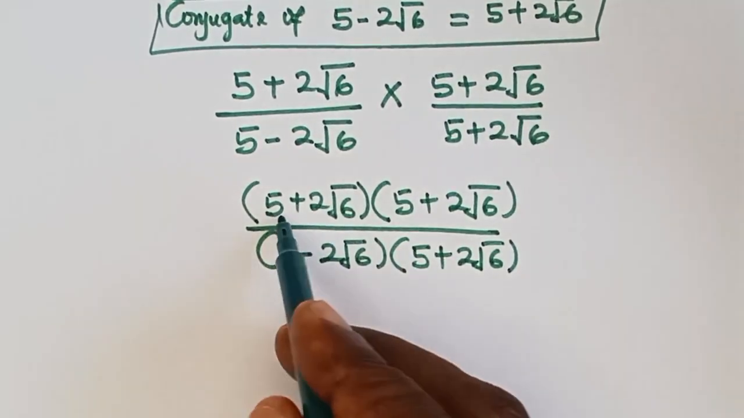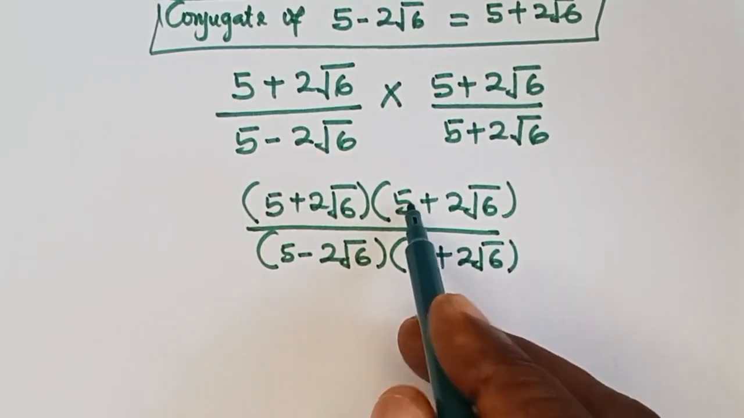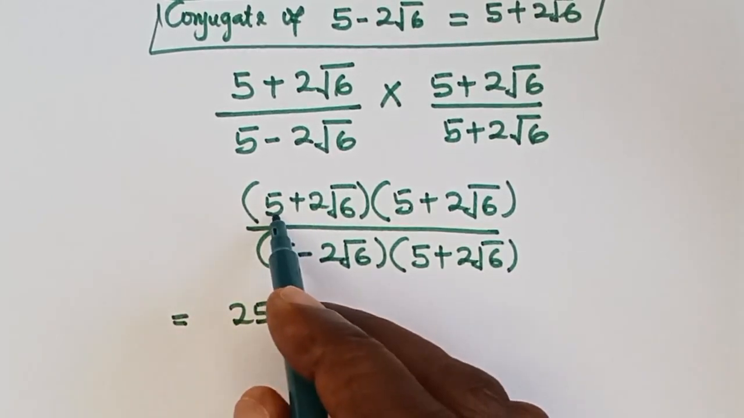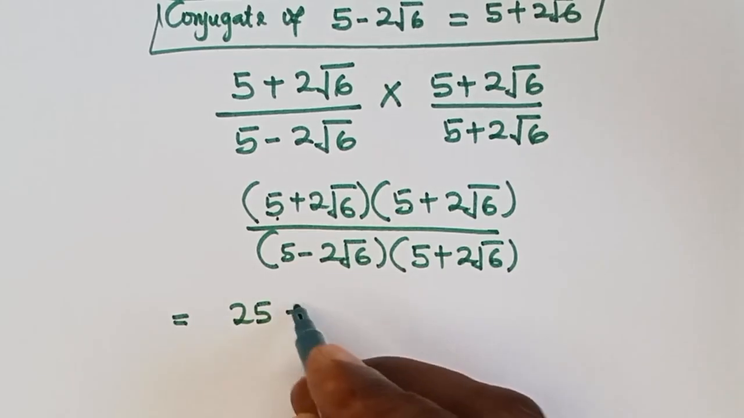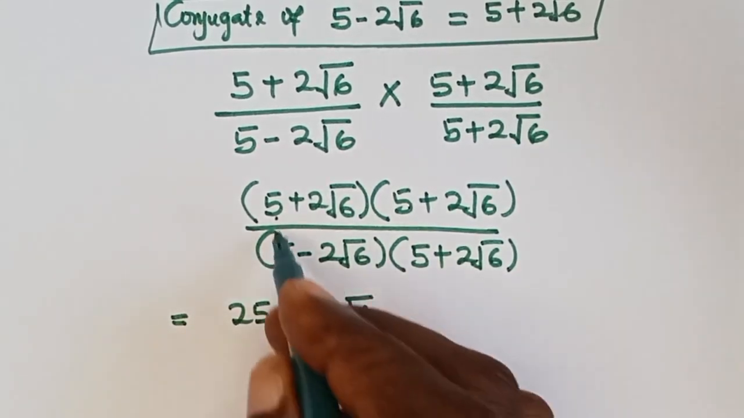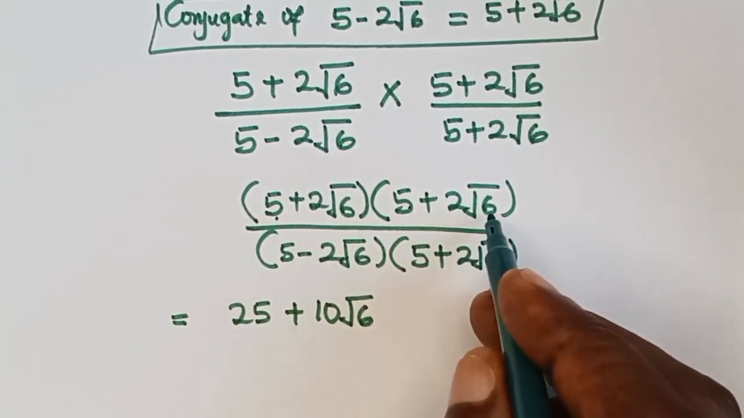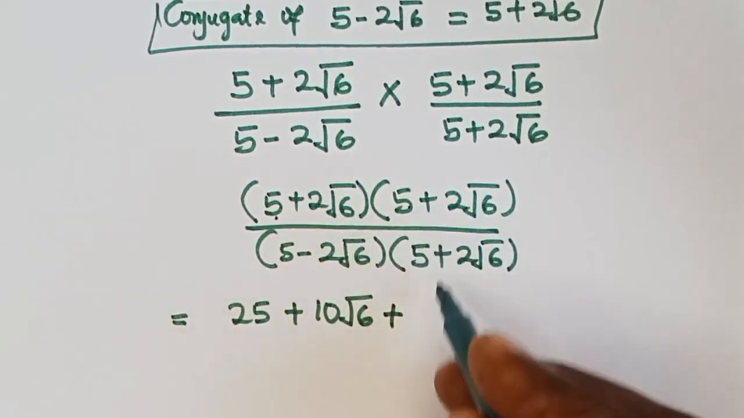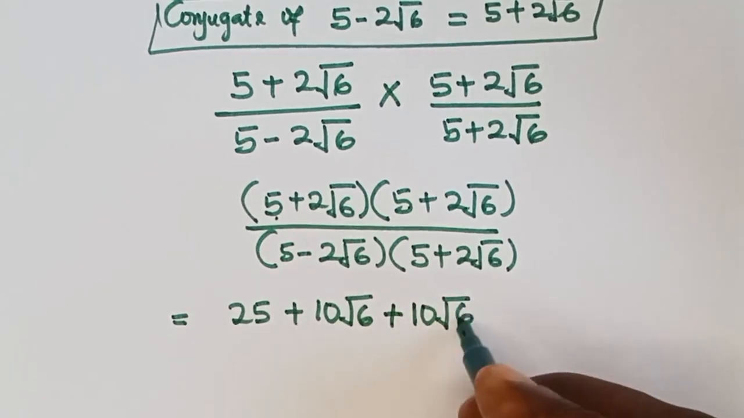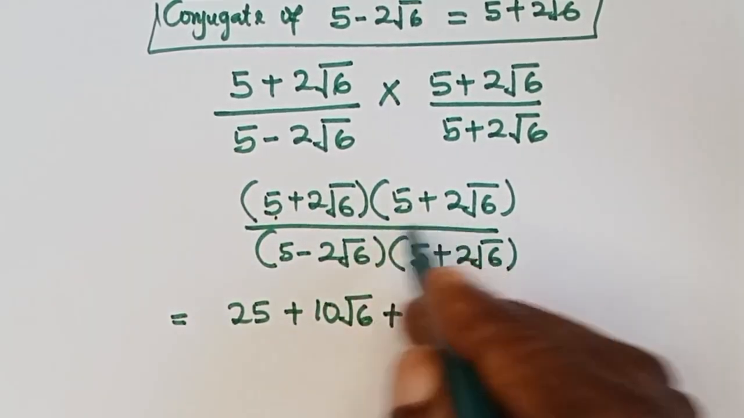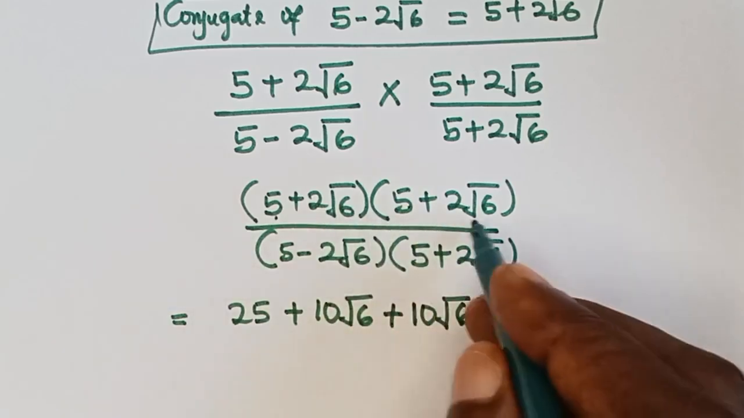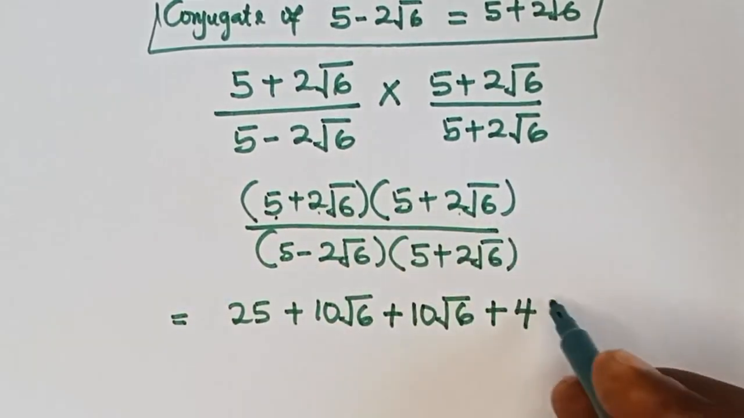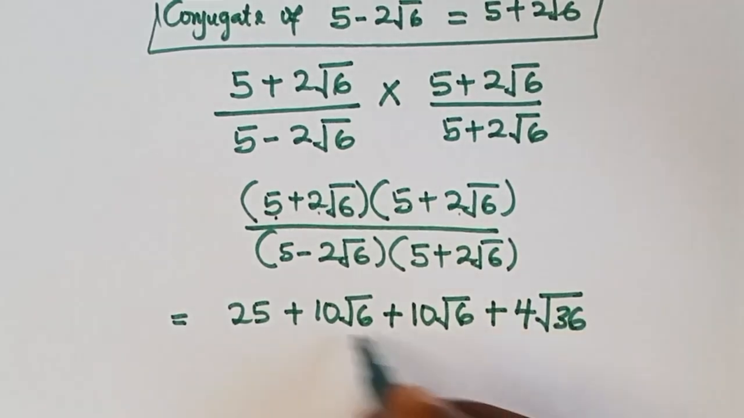Okay, now let's see how we expand. We do 5 times 5 is 25. Then we do 5 times 2 root 6, that will be 10 root 6, because this 5 multiplies this 2 and you have root 6. Then the next one, this 2 root 6 times 5, will also give us 10 root 6. Then we have 2 root 6 multiplies 2 root 6. 2 and 2 multiply each other, that's 4. Then root 6 multiply root 6, that is root 36.